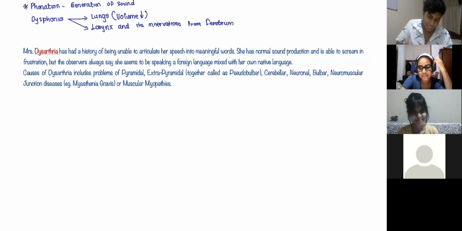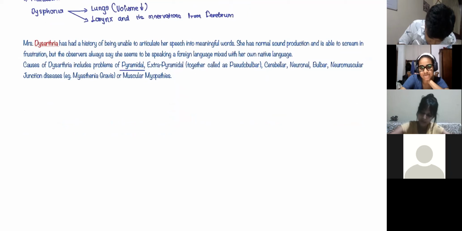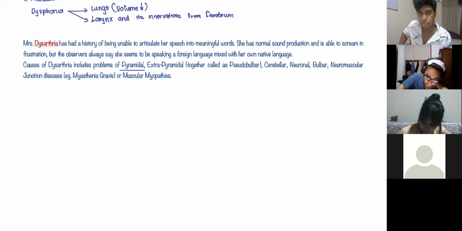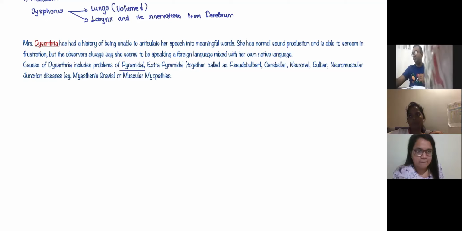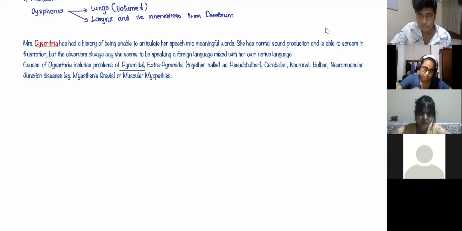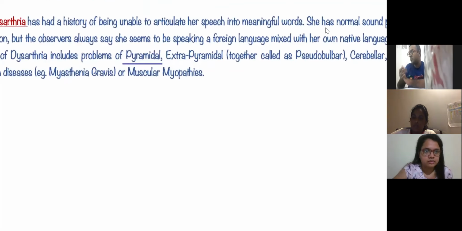Now, there are a lot of causes of dysarthria, but basically it could be damage to the pyramidal or extrapyramidal pathways. Just to check something, I didn't talk about this much, but do you know what the pyramidal and extrapyramidal pathways are? Can someone tell me what the pyramidal pathway is? Corticospinal. Yes. What is its function? The corticospinal tract is involved in voluntary muscle movement.